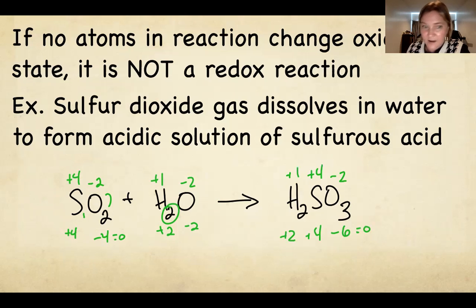Now look at that. Nothing changed. Here, sulfur is +4. Here, sulfur is +4. Oxygen's -2, -2, -2, hydrogen +1, +1. Nothing changed. This is not a redox reaction. This is what I mean.